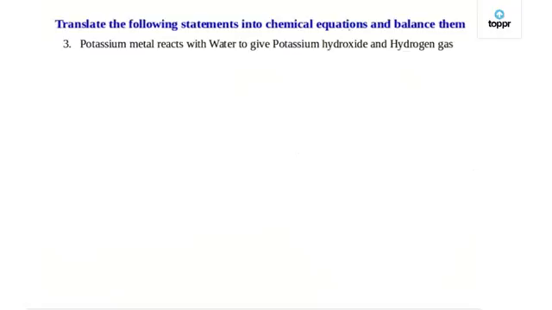The third question says potassium metal reacts with water to form potassium hydroxide and hydrogen gas. Let us see how to write this statement into an equation. Potassium metal is represented by the letter K. It reacts with water, and water's formula we all know, it is H2O. They form potassium hydroxide. How do we write potassium hydroxide now?